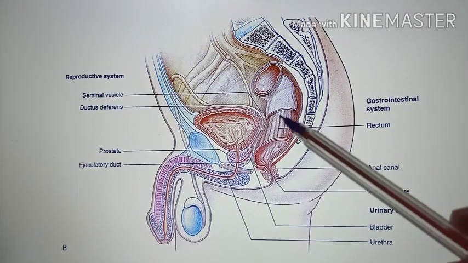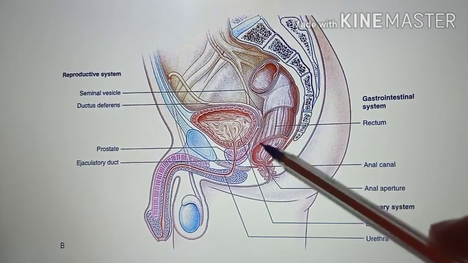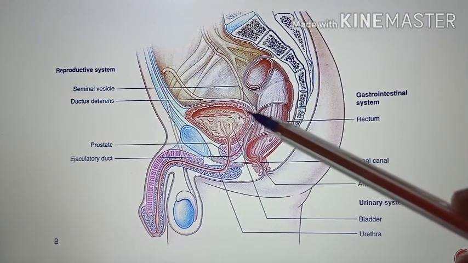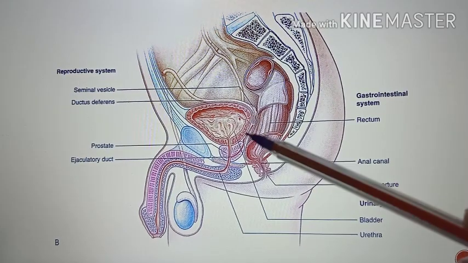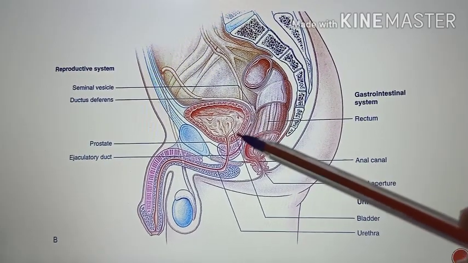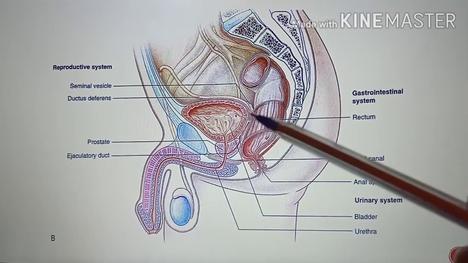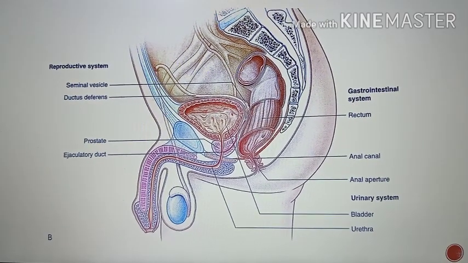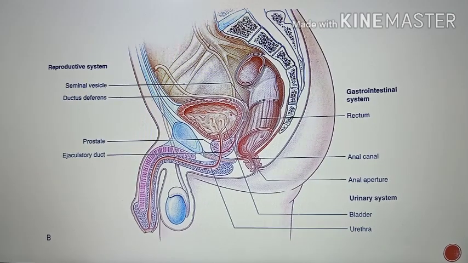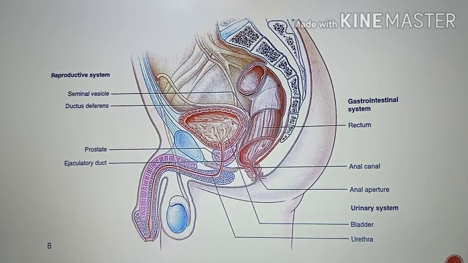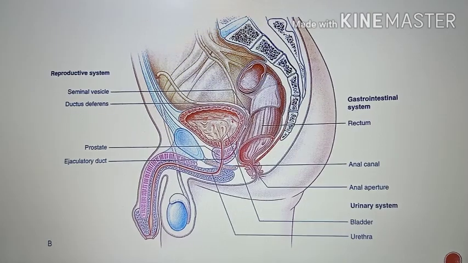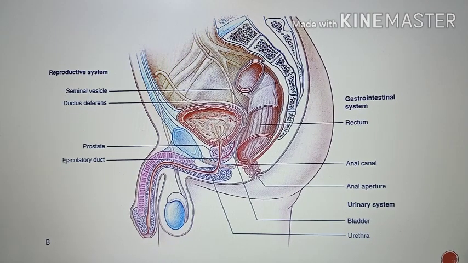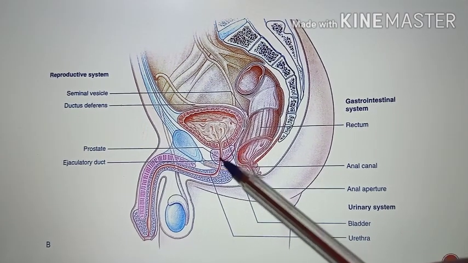In males, the lower 1/3 of the rectum is related anteriorly to the base of the urinary bladder. So this is the bladder. It is related to the base of the urinary bladder and also to the terminal part of the ureters, seminal vesicles, vas deferens as well as the prostate.